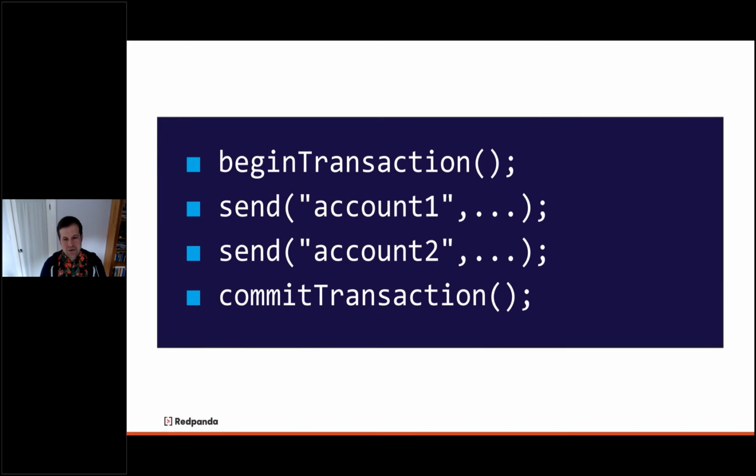So in the most simplistic of terms, it looks something like a begin transaction. So I start my transaction, and then I'm sending to the ledger 2 different updates. I'm going to deduct a certain amount of money from account 1, and then I'm going to add that amount of money to account 2, and then I'm going to finalize that transaction.